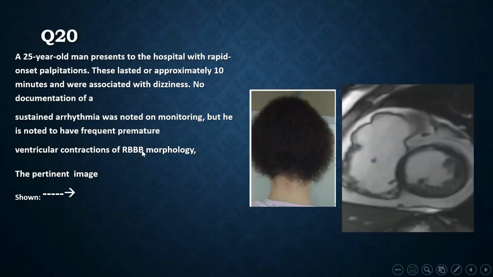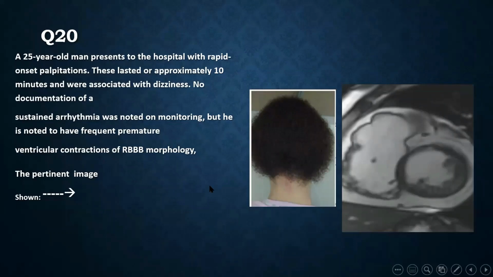Actually, there is a mistake in this question. It is a left bundle branch block morphology. Yes, this is premature ventricular contractions of left bundle branch morphology. Okay, so we saw this MRI. Cardiac MRI, short axis, showing this is the right ventricle and this is the left.